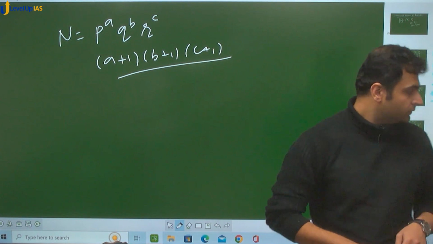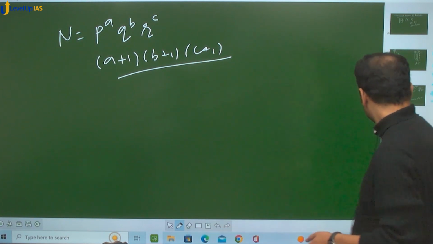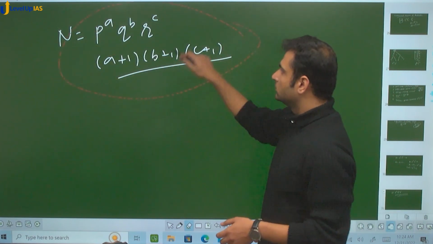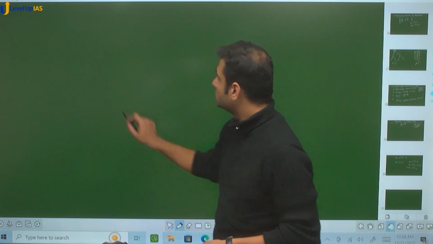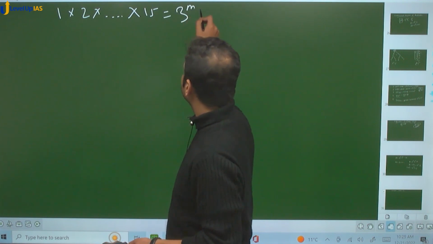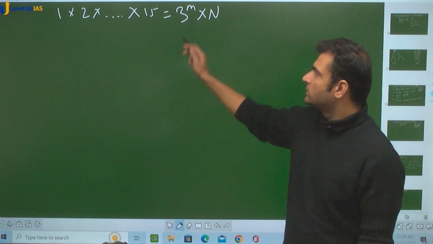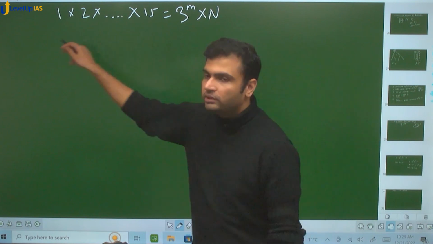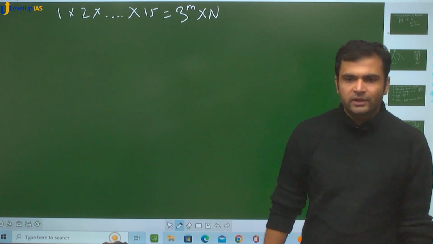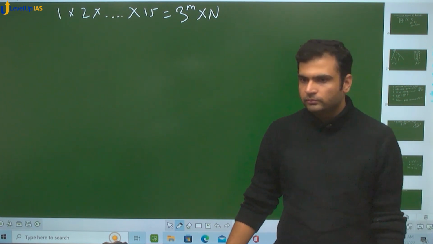Look at the question. Next, CSE 2022, 1 into 2 into... What we want is the value of m. In other words, how many times 3 appears in this product. Just count. In prime factorization we used to do it the same way, counting how many times any prime number appears inside it. That is what we have to do. See how many times it appears.